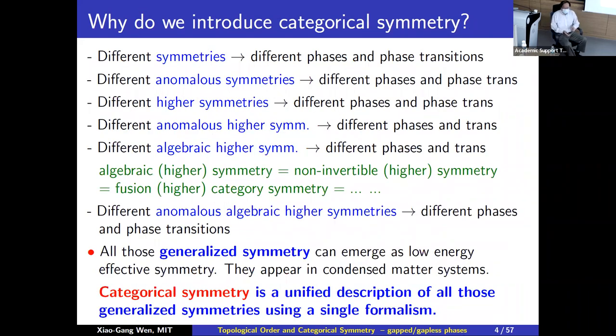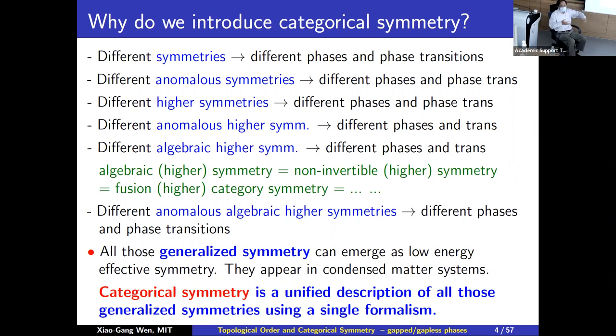So now, what is categorical symmetry? Let me say why we do this. We know symmetry can constrain the dynamics. Different symmetries give you different constraints on dynamics. Similarly, anomalous symmetry can constrain dynamics. Higher symmetry, anomalous higher symmetry, algebraic higher symmetry, anomaly, they all constrain dynamics. In this sense, all those symmetries are similar. They just constrain Lorentz dynamics. Categorical symmetry is just a unified way to describe all of this in the same formalism.